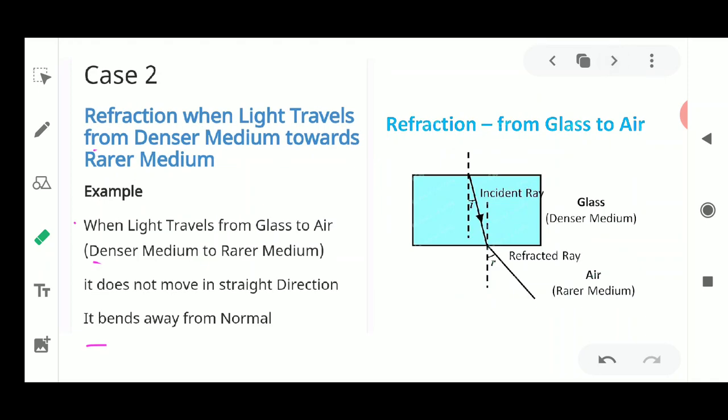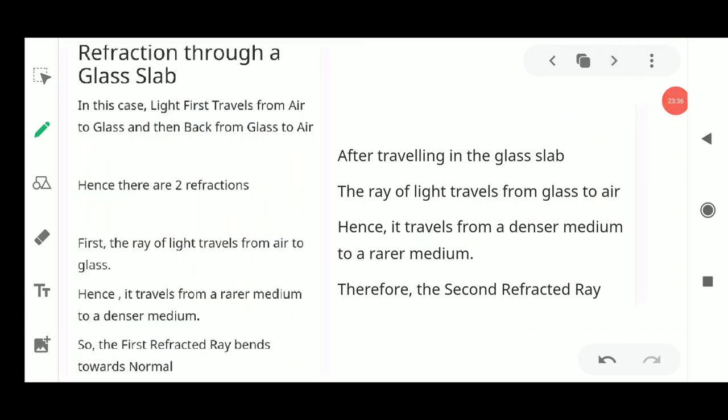Now what happens in this second case? The light which was refracted becomes the incident ray for the second case, because it is moving from one medium to another. So here the incident ray is changed. Between this incident ray and the normal, the angle of incidence is formed, and the refracted ray, which bends away from the normal, forms the angle of refraction with the normal. So these two cases are clear enough. Now, after combining these two cases, what will happen? The refraction through a glass slab is going to tell you about.